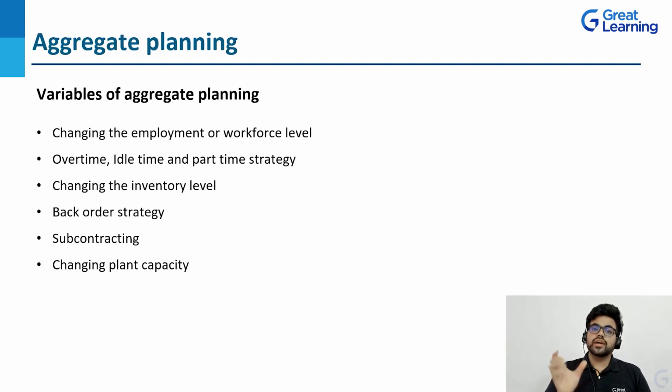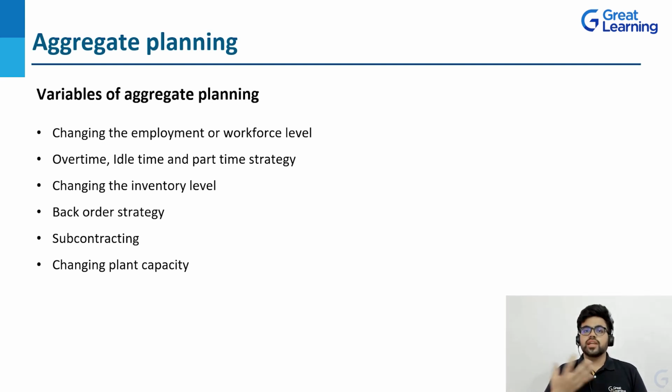The production rate according to the company will remain stable, but according to the production rate, you will lay off your employees or you will hire employees, right? You need to match the production rate so as to exactly meet the demand. So that is what is considered in changing the employment or workforce level. You hire certain employees when the demand is really high, to meet the demand, and you would lay off those particular employees when the demand is less, right?